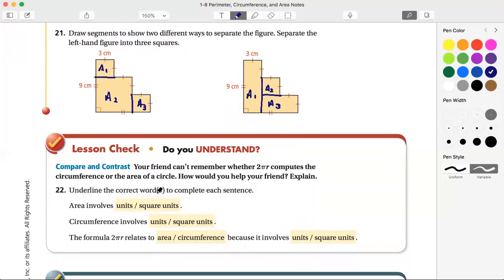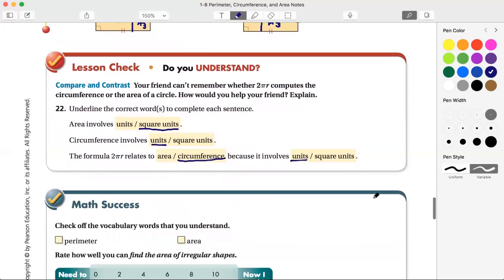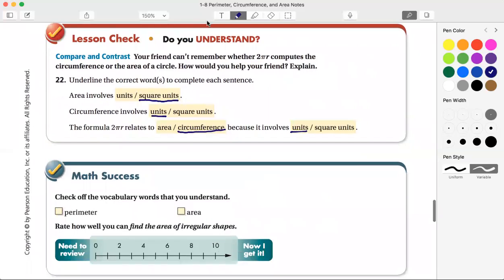Okay, so underline the correct words. Areas will always involve square units. The circumference is the same thing as perimeter and will involve units. The formula 2 pi r relates to the circumference because it involves units. All right, and that is this section.